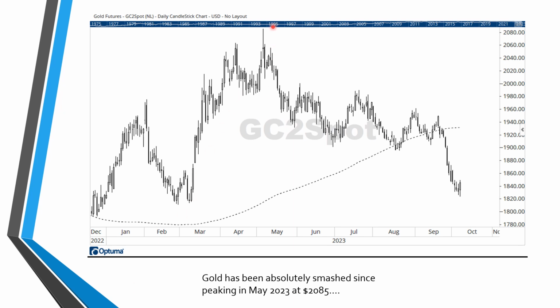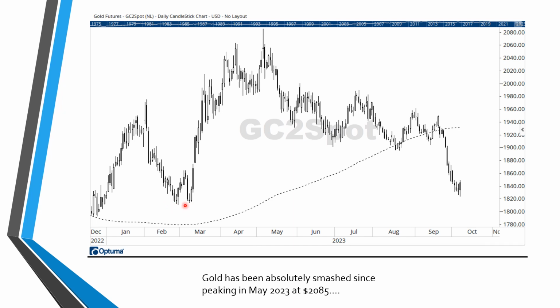Back in early May, the price of gold reached an intraday high of $2,085. And a lot of people at the time were expecting gold to go to $5,000 or even more. However, that didn't happen. The price of gold has come down, down, down. There's been some counter trend rallies along the way, but gold has been absolutely smashed. And right now it is trying to test the level that it was at back in February and March.